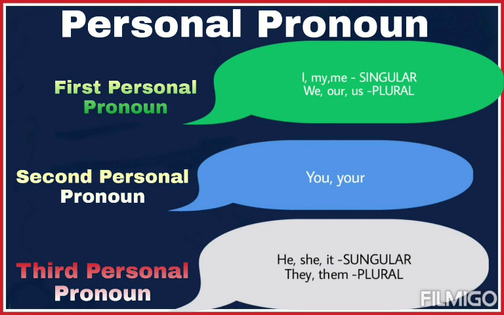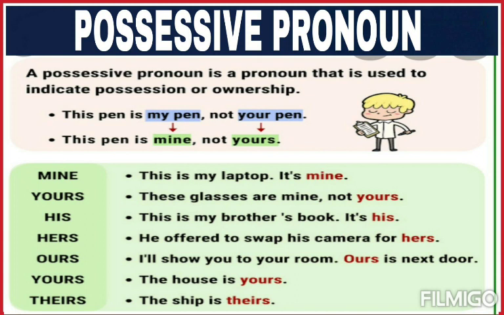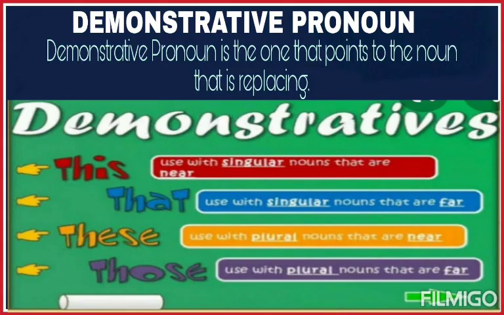I, my, me, we, our, us are first personal pronouns. You, your are second personal pronoun. He, she, it, they, them are the third personal pronouns. Next is possessive pronoun. These are some pronouns which are used to indicate possession or ownership. As this pen is mine, not yours. Some of such pronouns are mine, yours, hers, ours, theirs, etc.